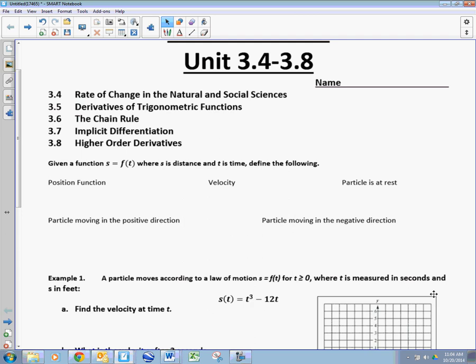All right. So we're just going to do this very first example. And it starts off by saying, given a function s is equal to f of t, where s is distance and t is time, define the following. Position function is s equals f of t.